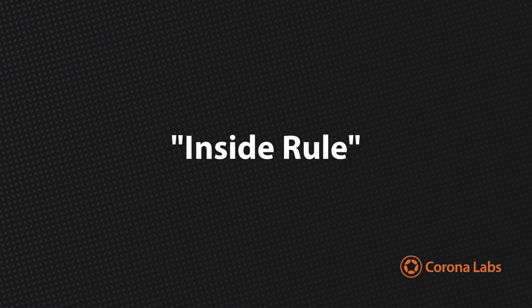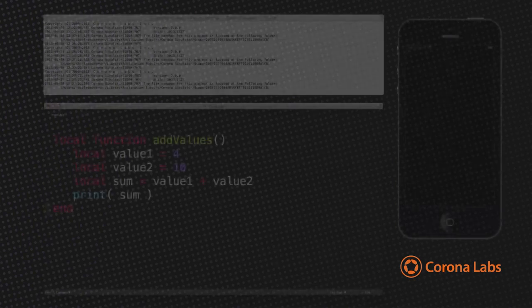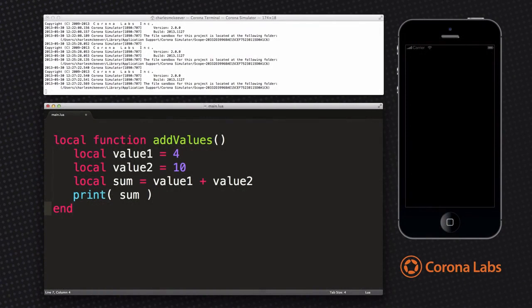This rule pertains to working with the smaller chunks within larger chunks. Let's examine another basic function. This simple function adds two values together and prints out the sum. However, scope is still a very important part of this function. Notice how we've declared three local variables inside this function: value1, value2, and sum. All of these variables live inside the scope of this function and only inside this function.